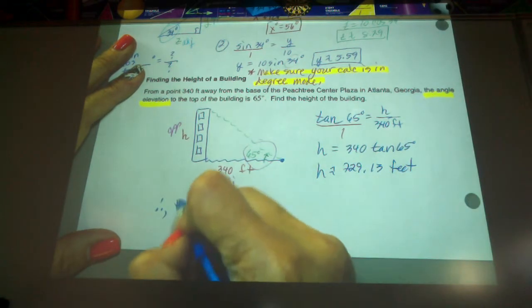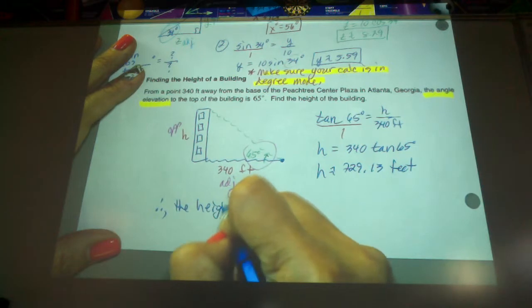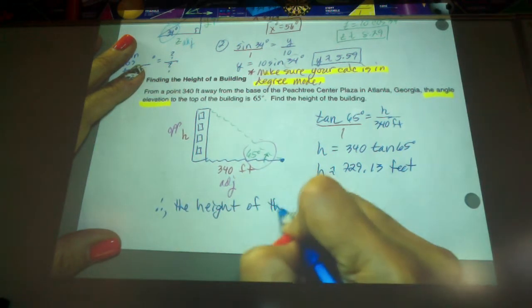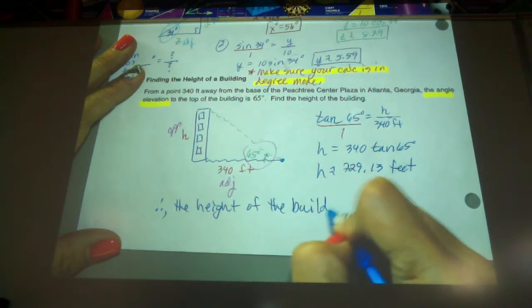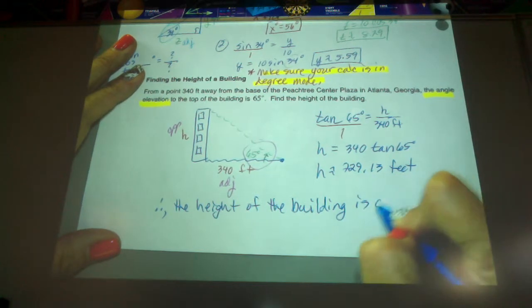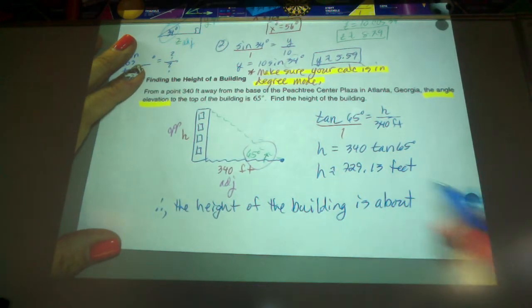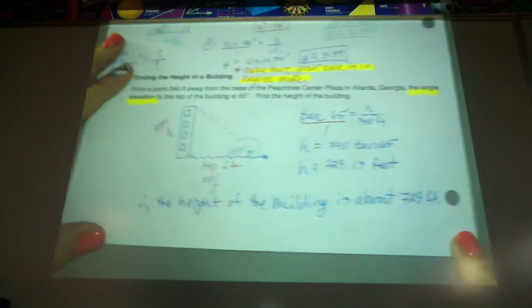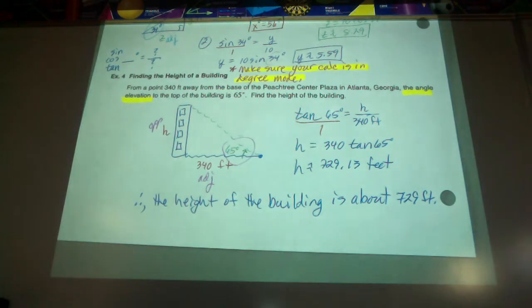The height of the building is about, because we're rounding, 729 feet. Because we should also have our units of measurement.